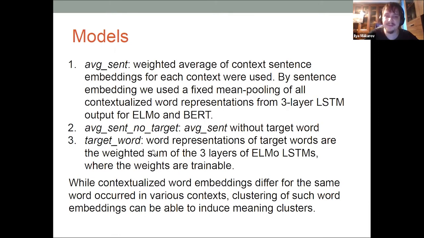So in this case, we allow training the weights to consider proper target word representations. While context word embeddings differ for the same word occurring in various contexts, clustering of such word embeddings can induce meaning clusters. So basically, the idea is the following: the word embedding in the context is defined by the context.